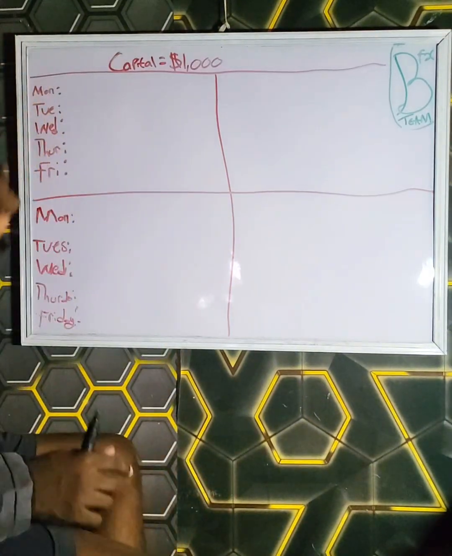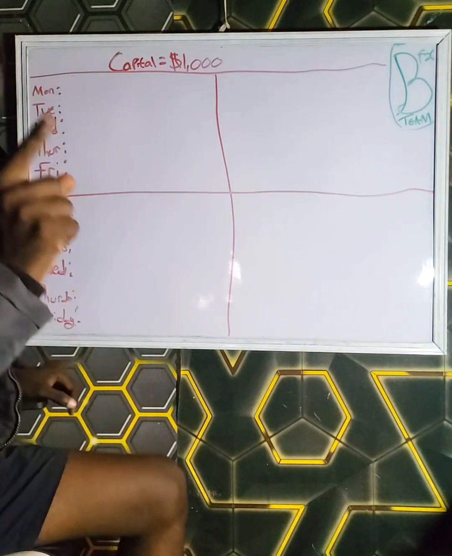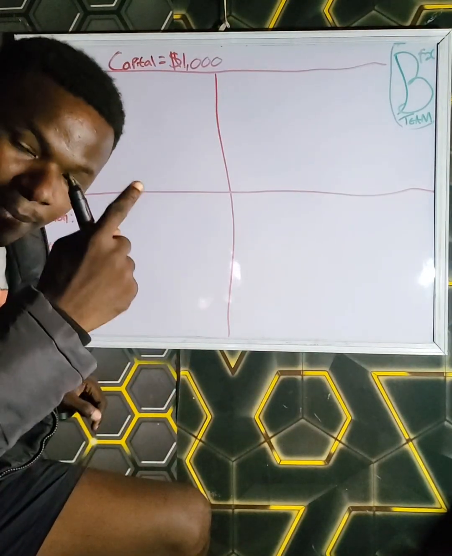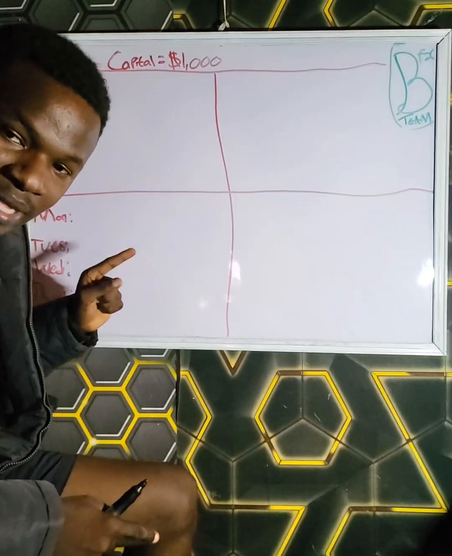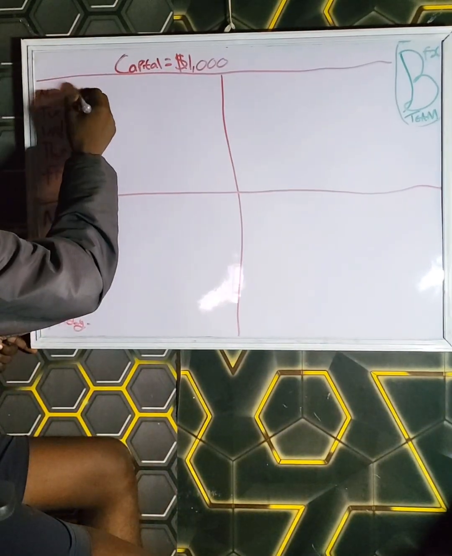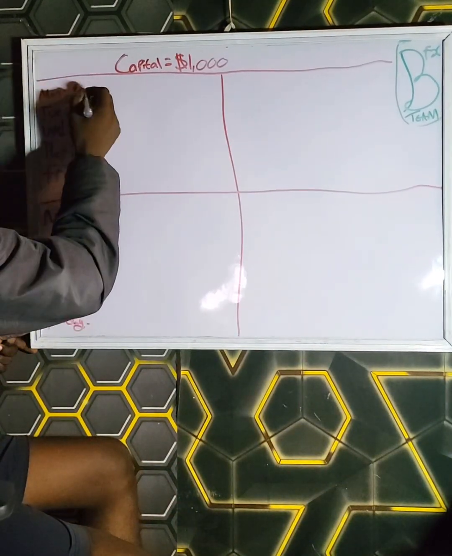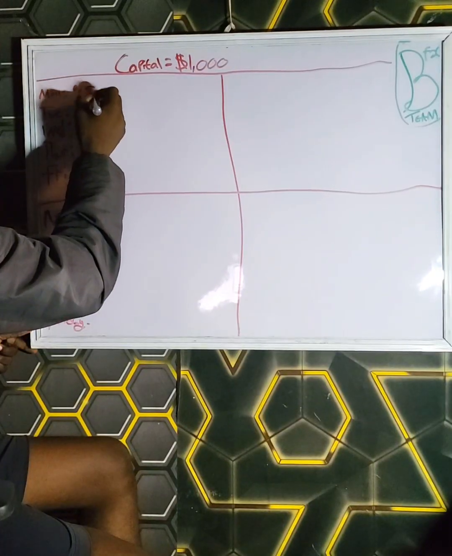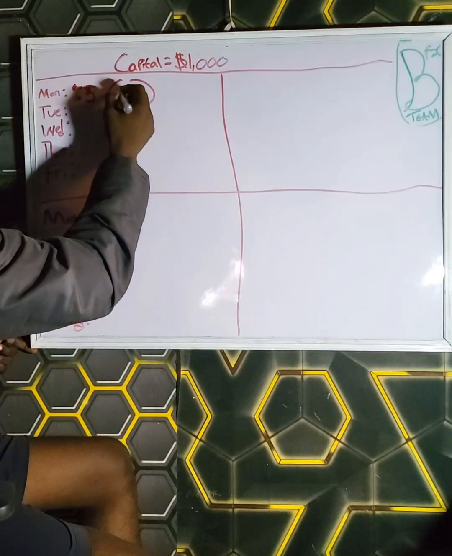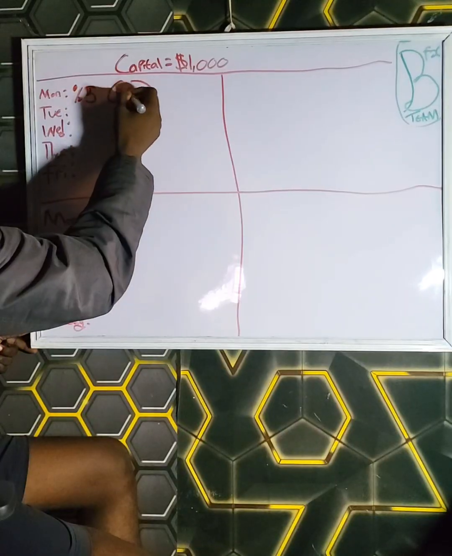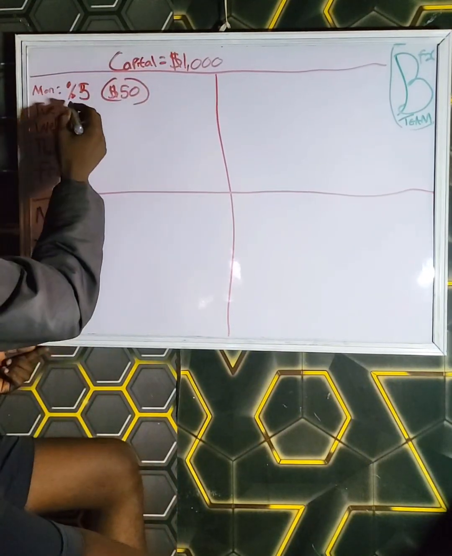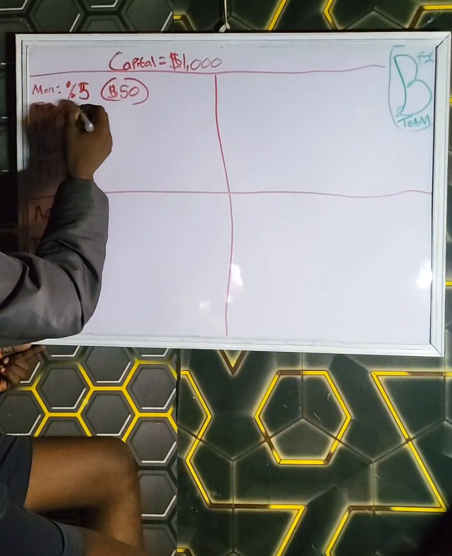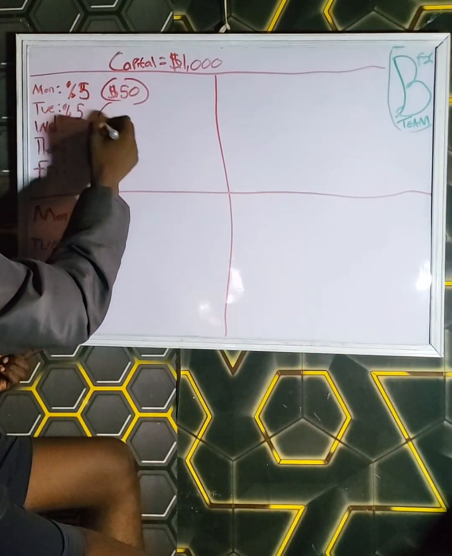Now, let's say you woke up on Monday morning. No matter what happens in the forex market, have your mind programmed that you don't want to risk more than 5% of your capital. That 5% of $1,000 is $50. That's the 5% of the $1,000. Same thing on Tuesday as well. Okay, today I don't want to lose more than $50.